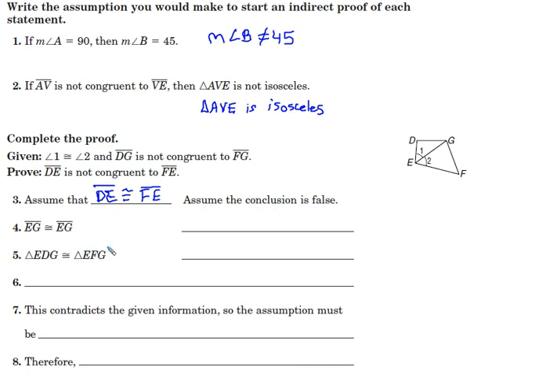Now we're pointing out that EG is congruent to itself. That is true, definitely from the picture. They are sharing that side right there, and that is from the reflexive property. And then we have enough information to establish triangle EDG is congruent to triangle EFG.